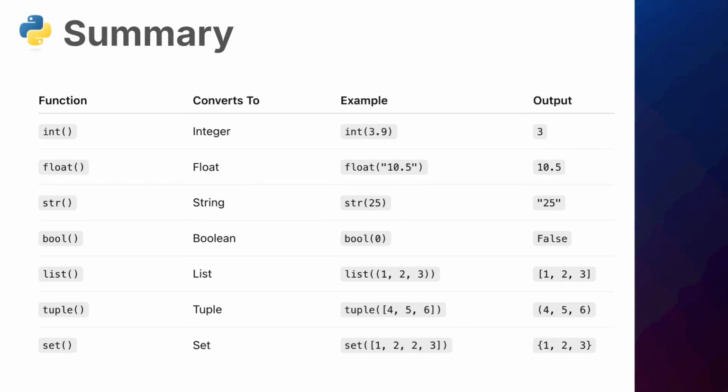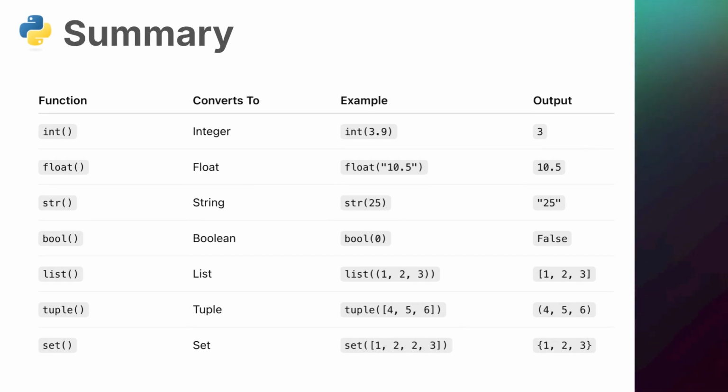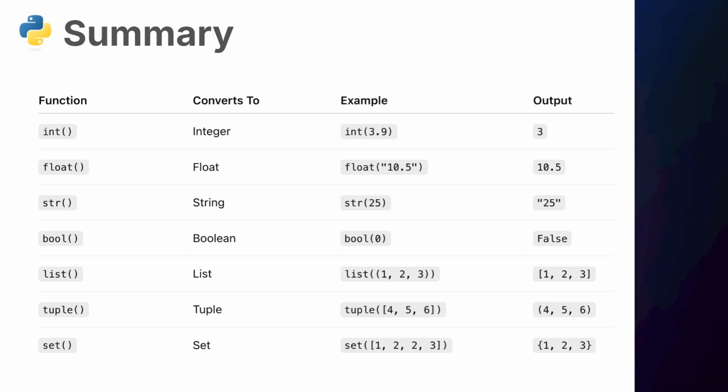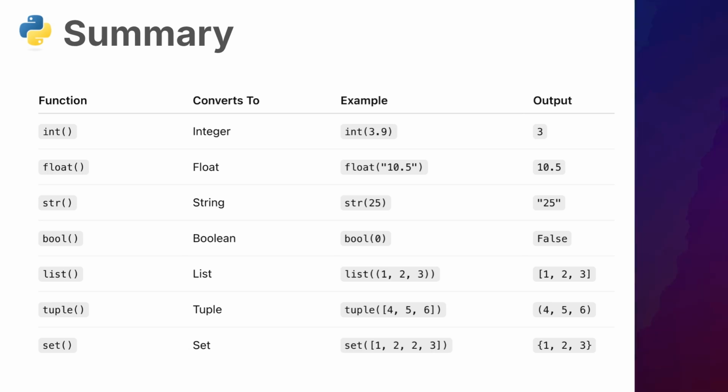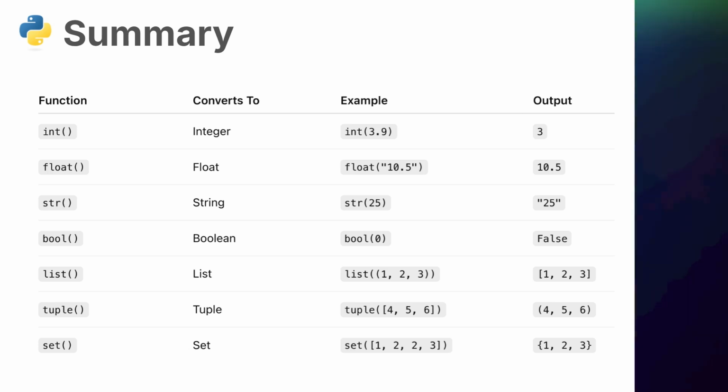That's it for this section on casting in Python. We covered how to convert different data types, from numbers like integer and float to strings, booleans, and collections like lists, tuples, and sets. Understanding casting is an essential skill that makes your coding more efficient and flexible.